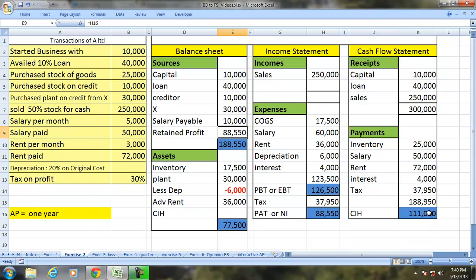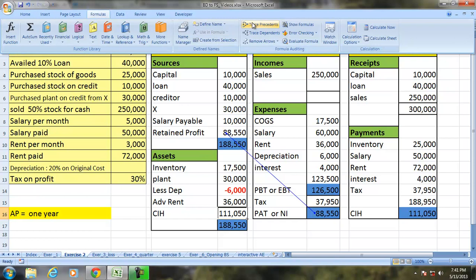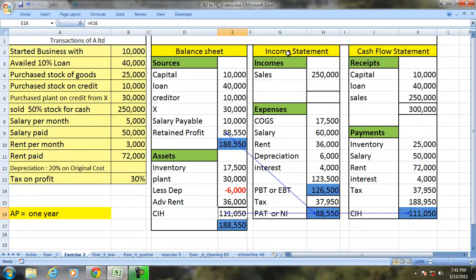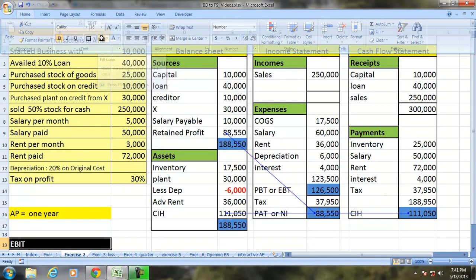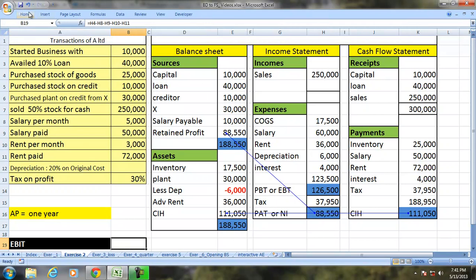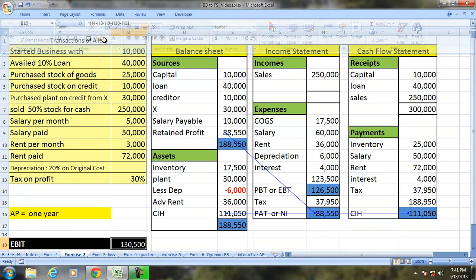So the cash in hand will become the asset. Cash in hand is equal to the receipts minus the payments. So two important items on the balance sheet, the profit and cash in hand, they come from the cash flow statement and income statement. Now with this understanding, we will also see the earning before interest and tax.